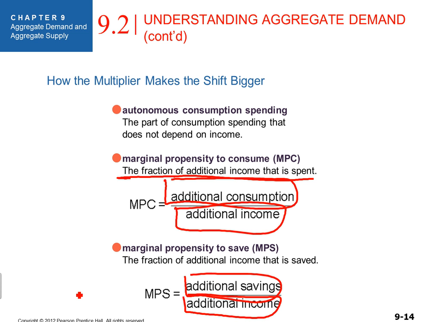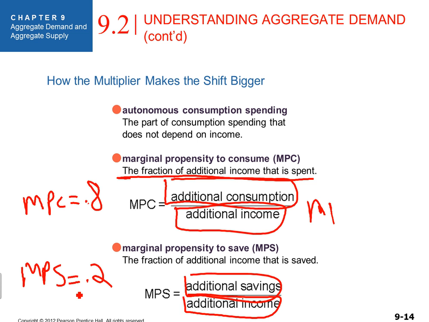Let's do an example. Suppose, again, if you get an additional $1, your MPC equals 0.8. That means that you're going to spend 80 cents of the additional $1 that you get in income. Then automatically, by definition, if your MPC is 0.8, your MPS is what's left over, and that would be 0.2. So another way to say this is that MPC plus MPS is always equal to 1. And what that means is if MPC increases, then MPS would have to decrease, and vice versa.